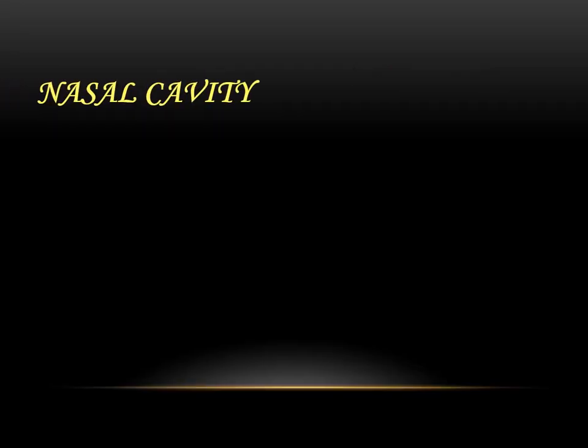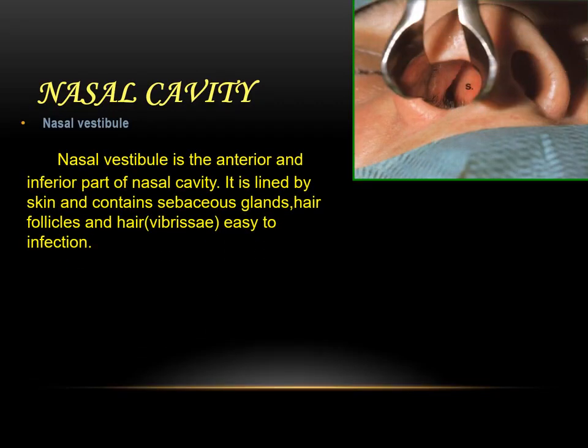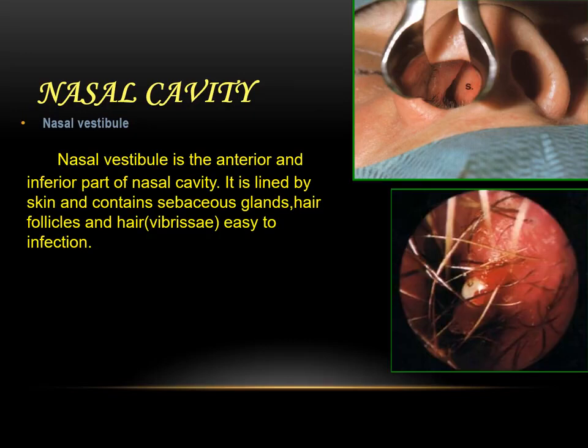So going from the external nose to the nasal cavity, it consists of the nasal vestibule, which is in the anterior and inferior part of the nasal cavity. It is lined by skin and contains sebaceous glands, hair follicles, and hair, which is called vibrissae, which is easy to get infection. As you can see in this photo, there is a furuncle or a small abscess in the vestibule of the nose.